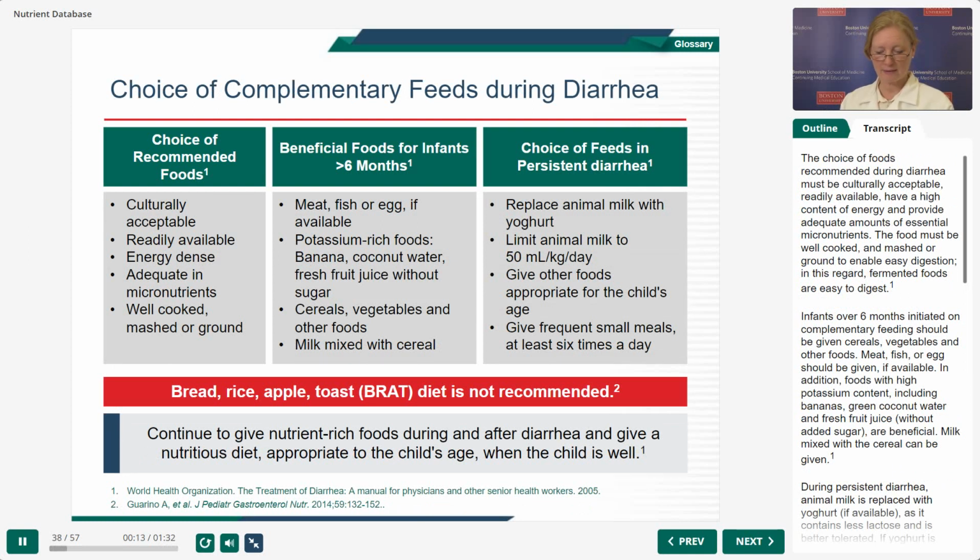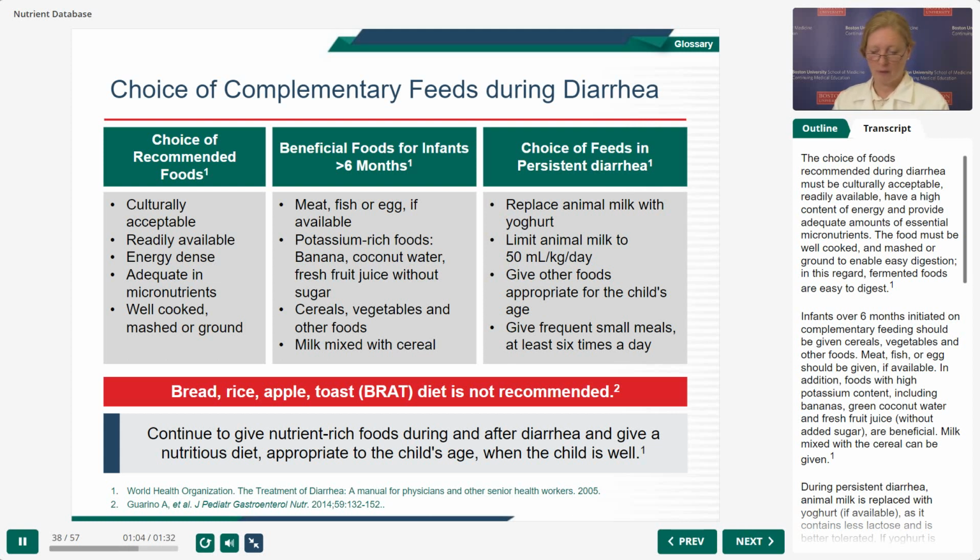Let's start with the choice of recommended food in the first column on your slide. It should be culturally acceptable, energy dense, and for the small kids, mashed so that they're able to swallow it. For children who are more than 6 months, you need a good source of protein. Therefore, there is a lot of emphasis on meat and fish or egg. Also, you want to use fruits and vegetables that have potassium in higher amounts, because this is an electrolyte that is lost during diarrhea. And there are other foods that you may use for complement.